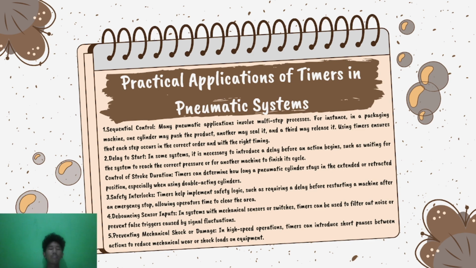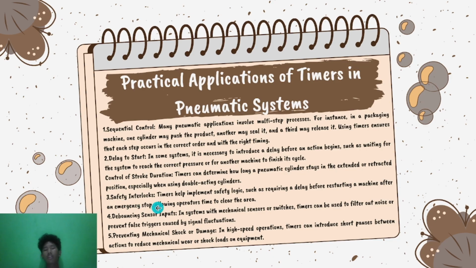Number 2, delay to start. In some systems, it is necessary to introduce a delay before an action begins, such as waiting for the system to reach the correct pressure or for another machine to finish its cycle. Number 3, control of stroke duration. Timers can determine how long a pneumatic cylinder stays in the extended or retracted position, especially when using double-acting cylinders.